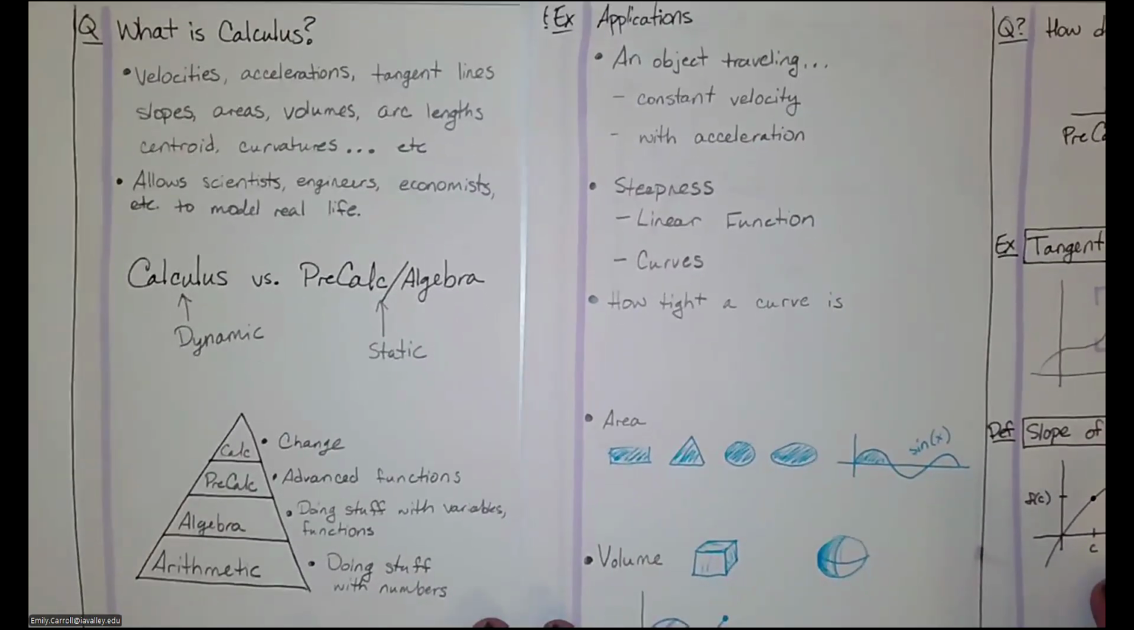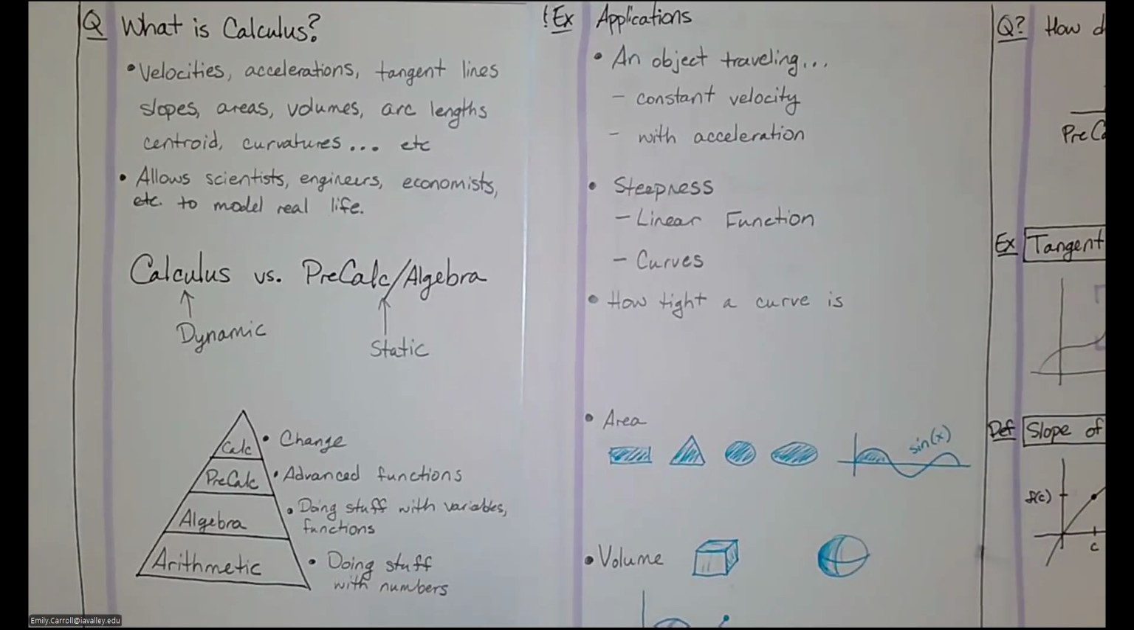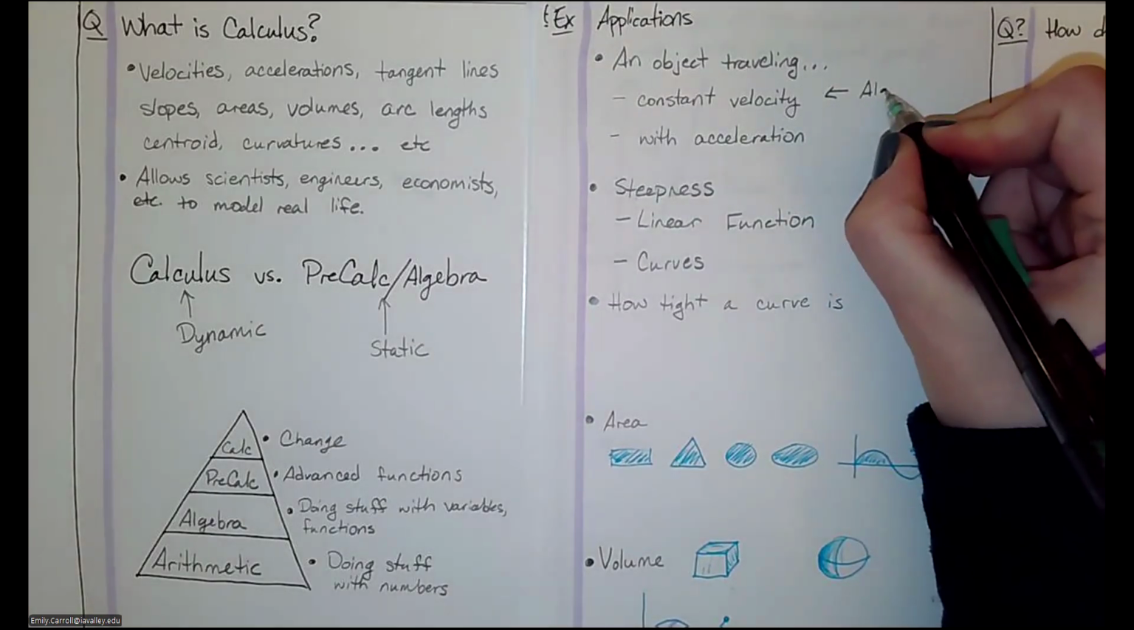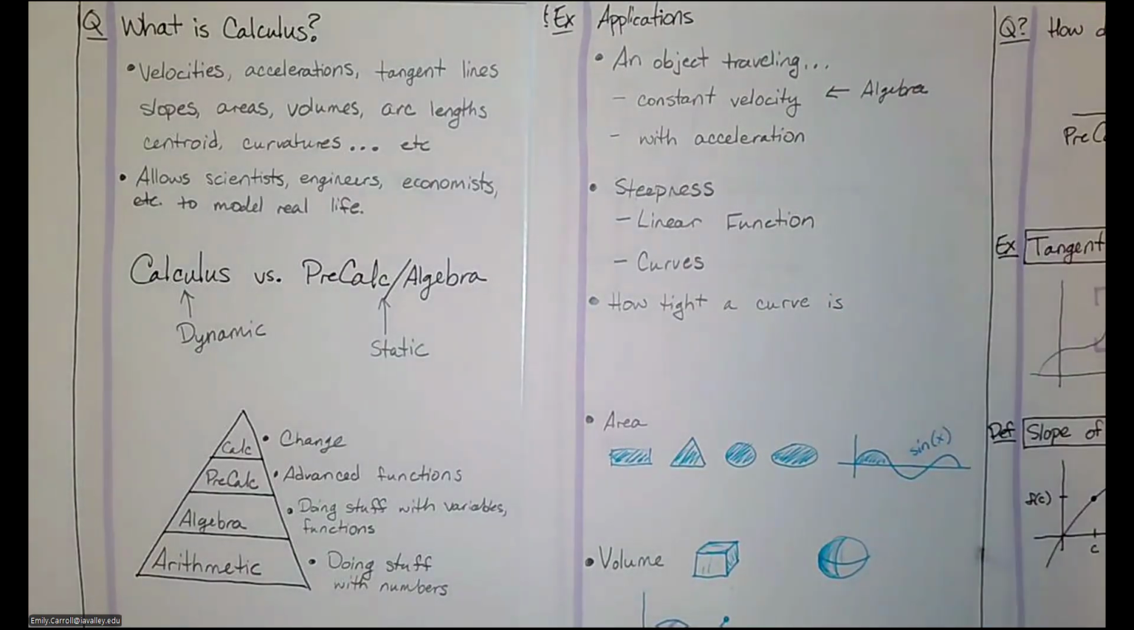Here's some examples. Let's say we have an object traveling with a constant velocity. I don't have a ball on my desk, for shame. But if you picture a ball rolling along a frictionless surface, that would theoretically be traveling at a constant velocity. We can analyze that with algebra. We can say, how fast is the ball going and where will it be after 10 seconds?